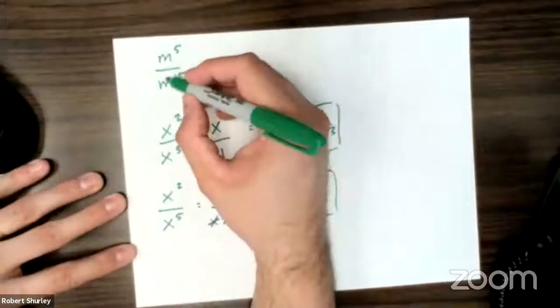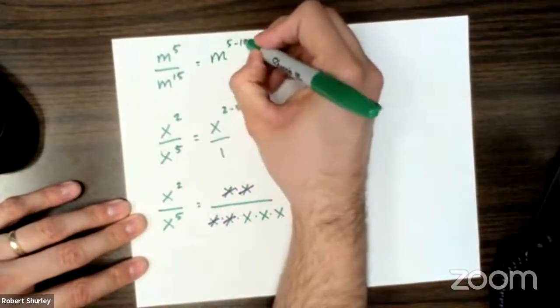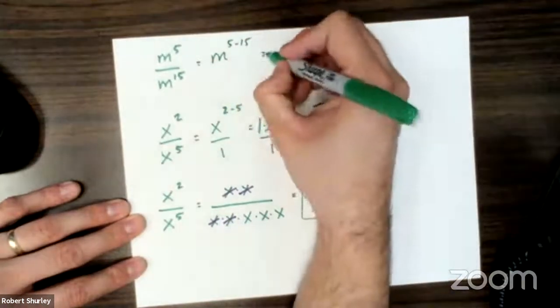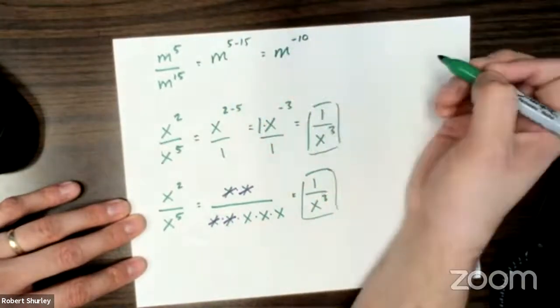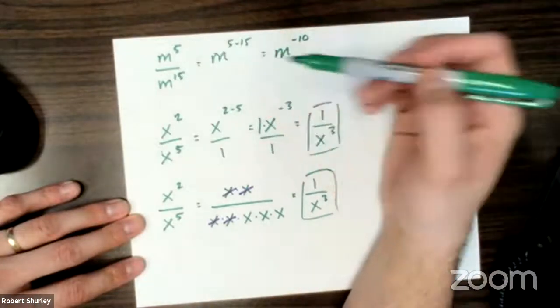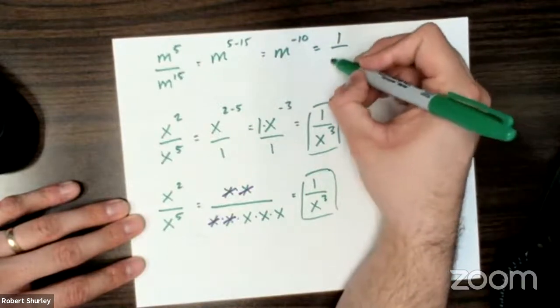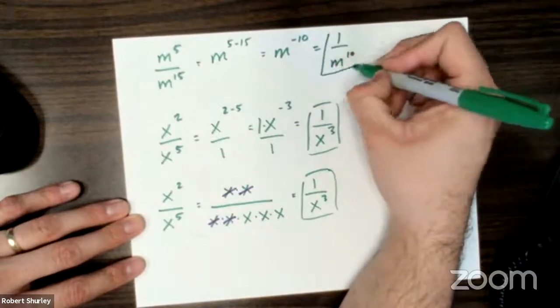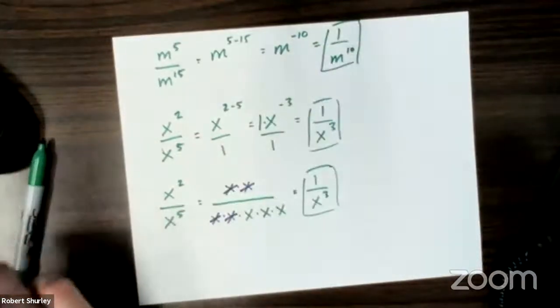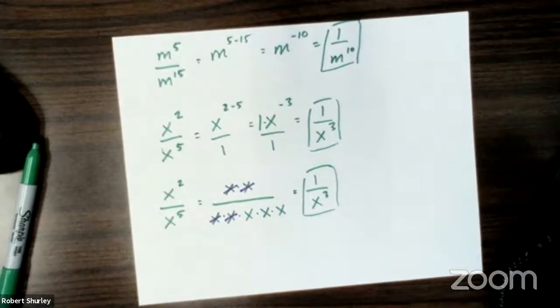So if we've got m to the 5 over m to the 15th, that's really m to the 5 minus 15. So we get m to the negative 10, right? M to the negative 10, if we move that up, which we can't leave a negative in the exponent, so it's 1 over m to the 10. Okay, 1 over m to the 10.